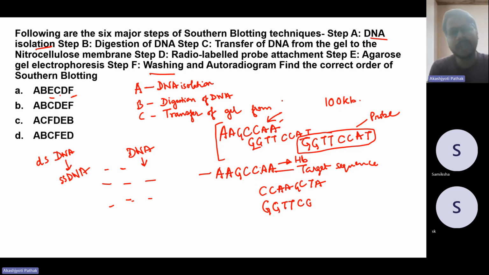Okay. And for that reason also, what you were asking initially, that if we directly add the probe to the DNA, then can we not identify the target sequence? That will be very non-specific. You will get many non-specific bands, and you will not be able to identify which is the correct signal. Okay, for these reasons.